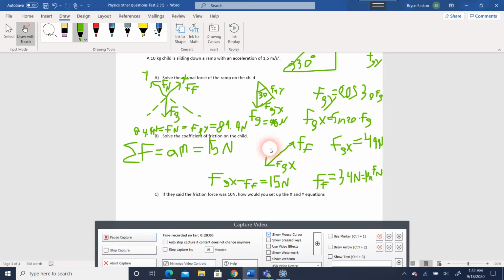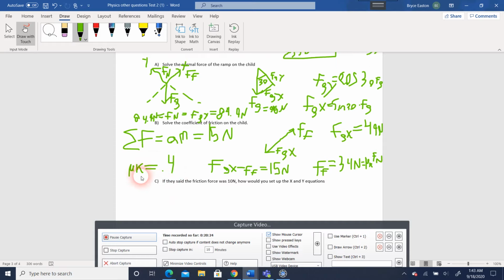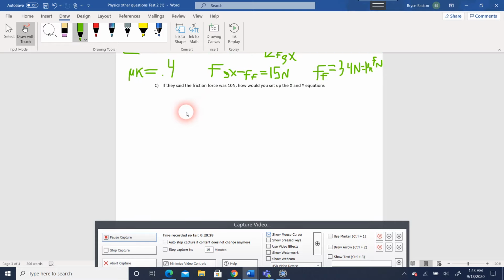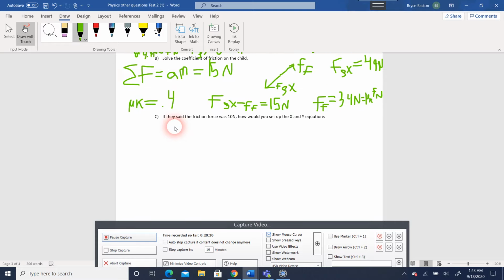So anyway, all we have to do is take our 34 divided by our force normal, and we get our constant is equal to 0.4. And since this is a constant, it is one of the few things that will not have a unit, so you don't want to put anything at the end of this. This is just 0.4. And with that now done, we have C.